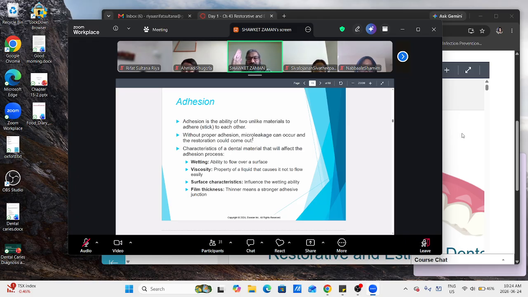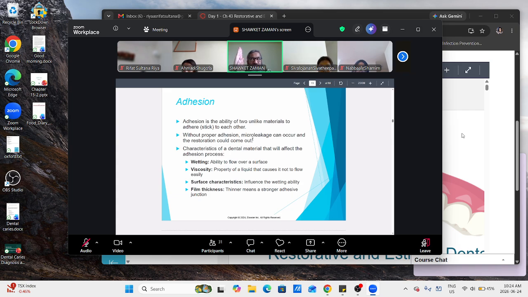So now for the adhesion of the materials, we need to think about the properties. What are the characteristics of the dental materials that will affect this capability? If this adhesion capability does not follow the following characteristics, then it will affect the adhesion process. Affecting the adhesion process means it will easily come out. But we don't want anything like that.